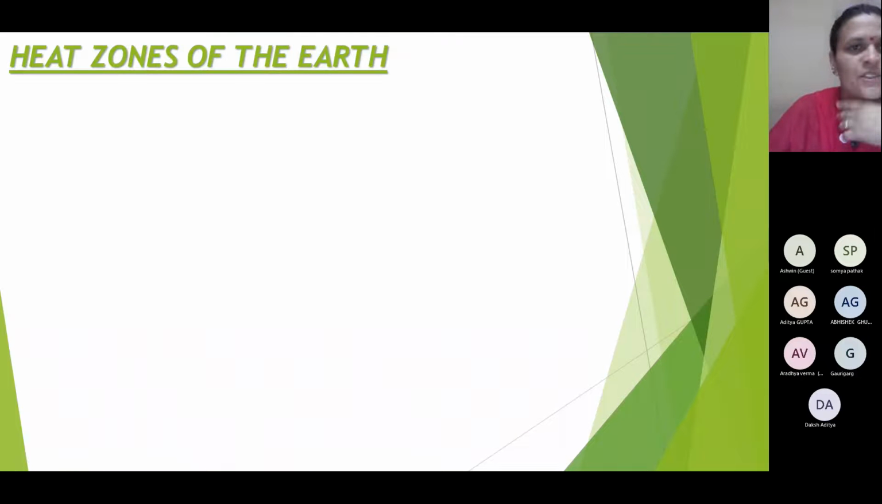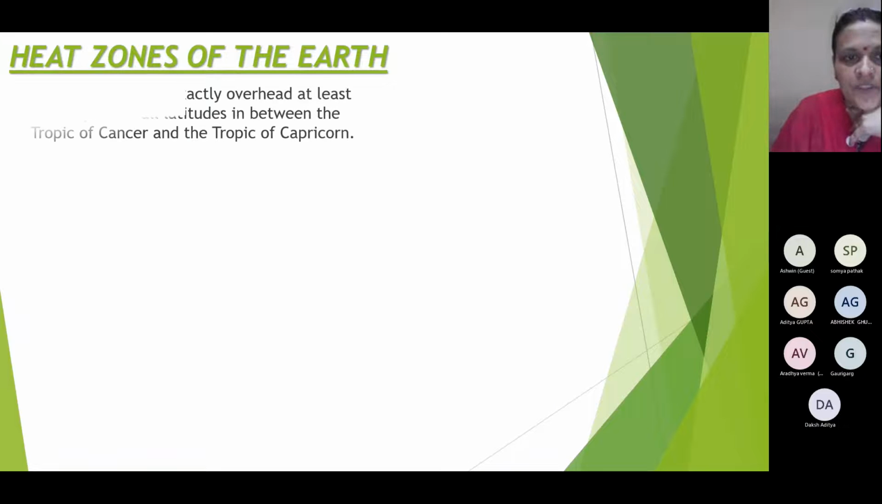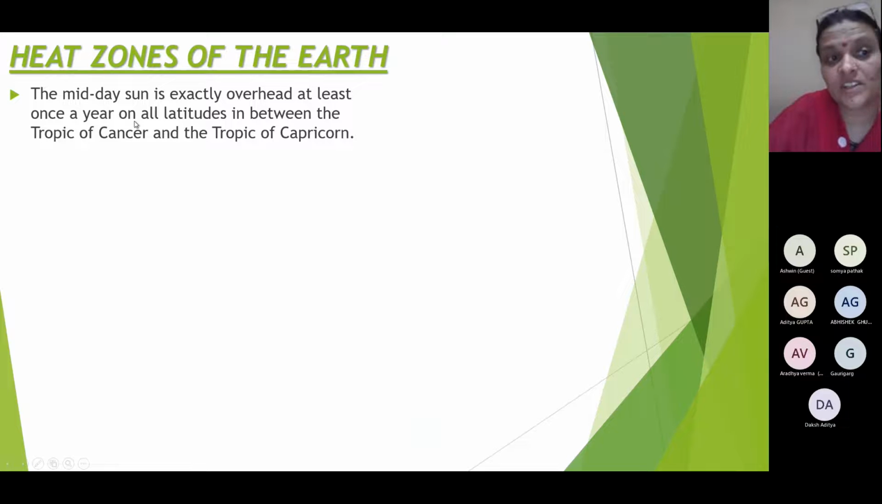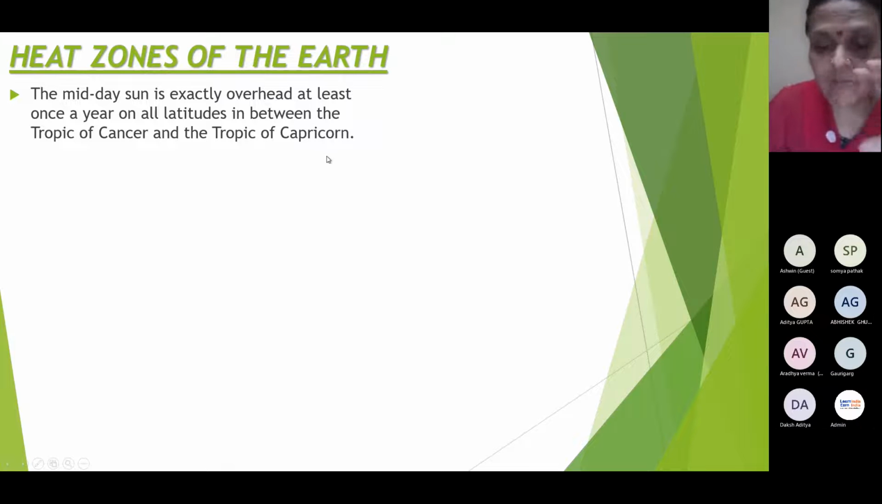So heat zones of the Earth. The midday sun is exactly overhead at least once a year on all the latitudes in between the Tropic of Cancer and Tropic of Capricorn. See, there are many countries. See, the globe is there.